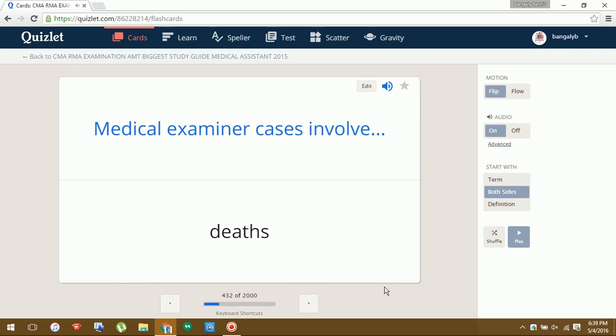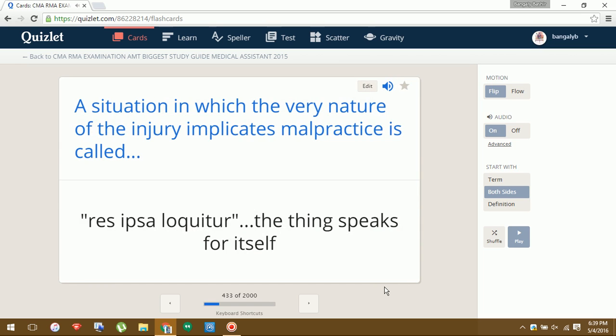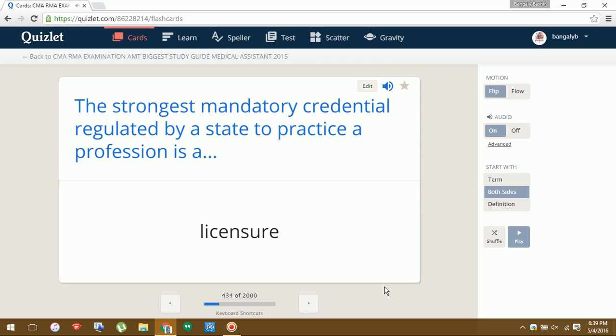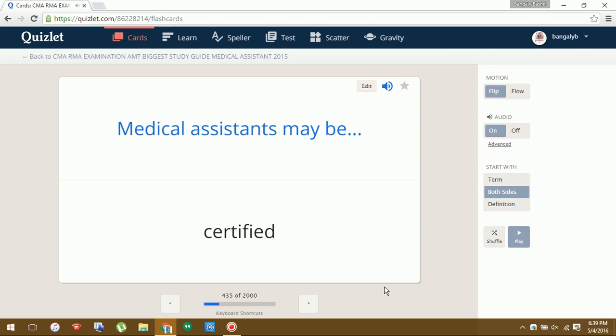Medical examiner cases involve death. A situation in which the very nature of the injury implicates malpractice is called res ipsa loquitur. The thing speaks for itself. The strongest mandatory credential regulated by a state to practice a profession is licensure. Medical assistants may be certified. Ethics deal with morals.